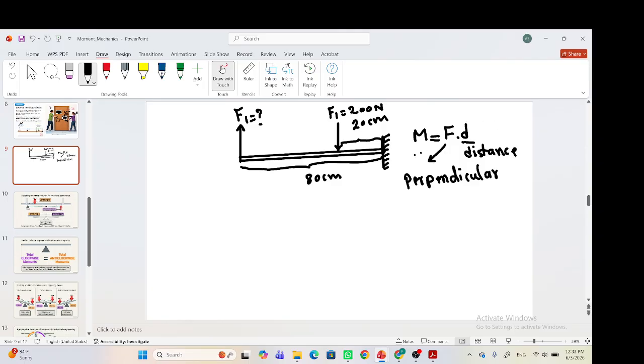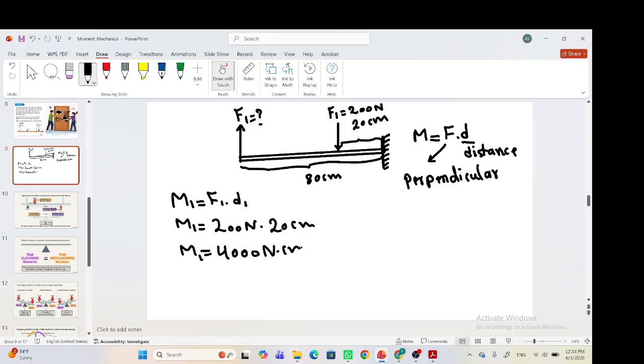So here, if you want to find the moment of the first force, M1, the first moment, is equal to F1 multiplied by D1. We have 200 newtons, multiplied by the distance, which is 20 centimeters for the first force. So the moment is 200 multiplied by 20, which is 4000 newton centimeters. But this is a single effect.